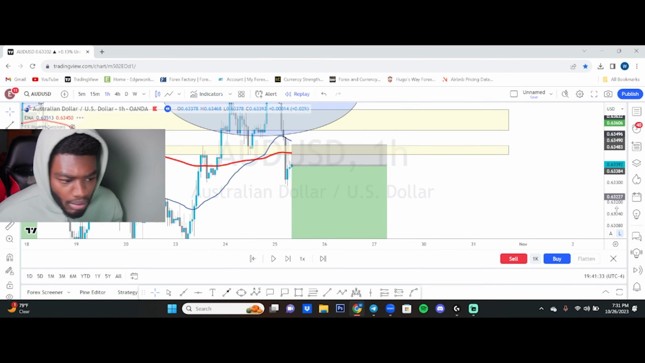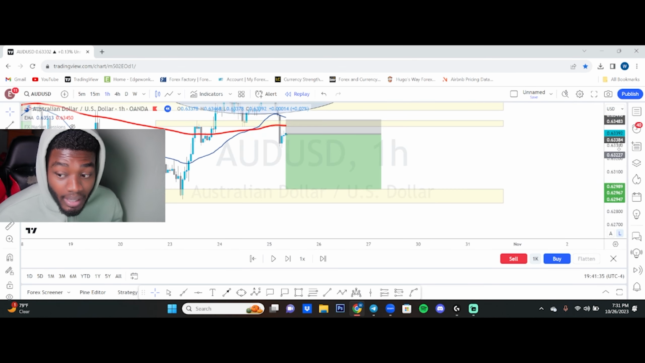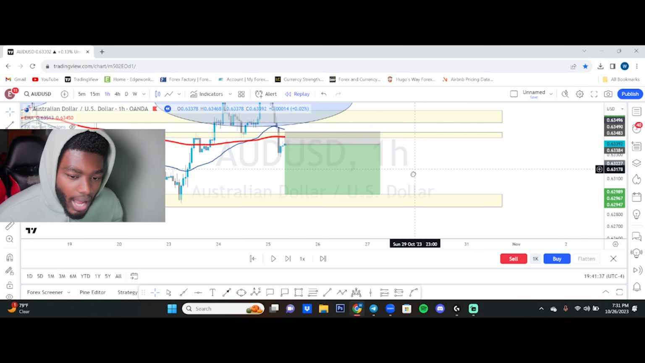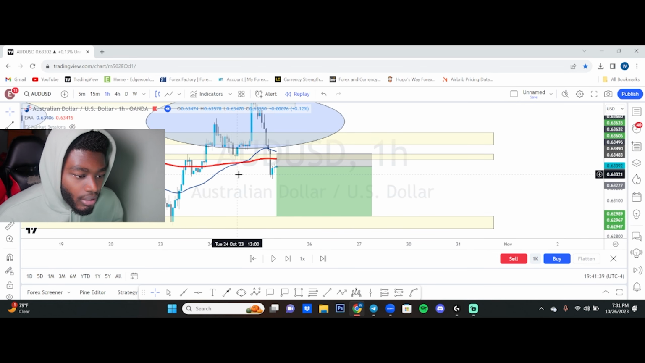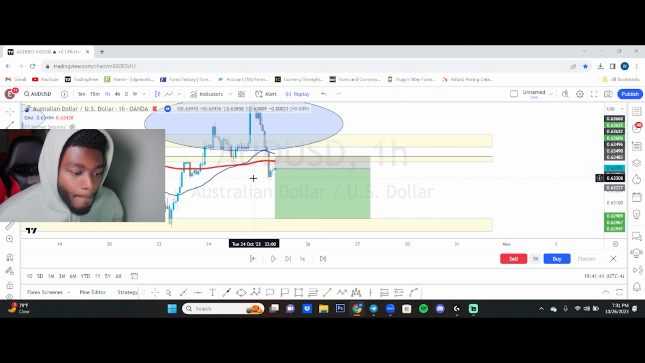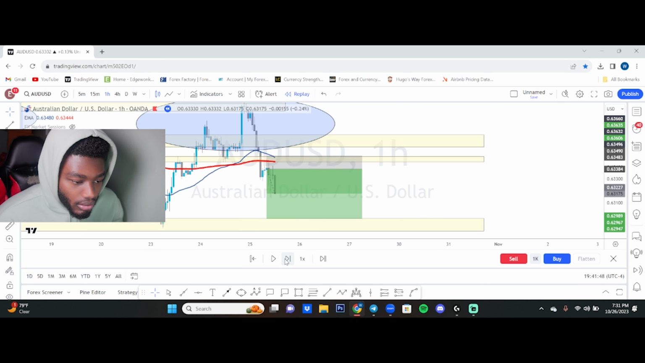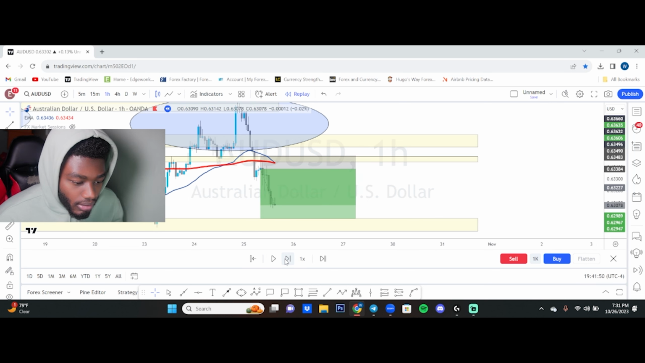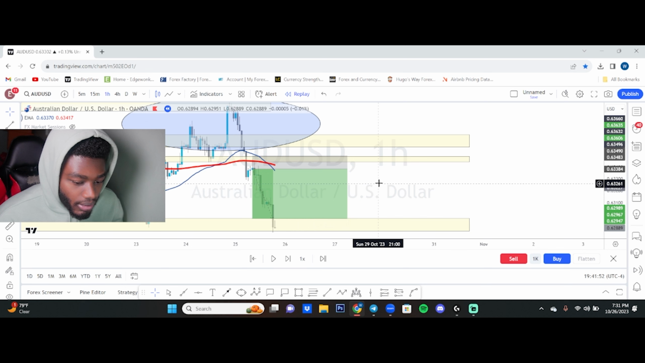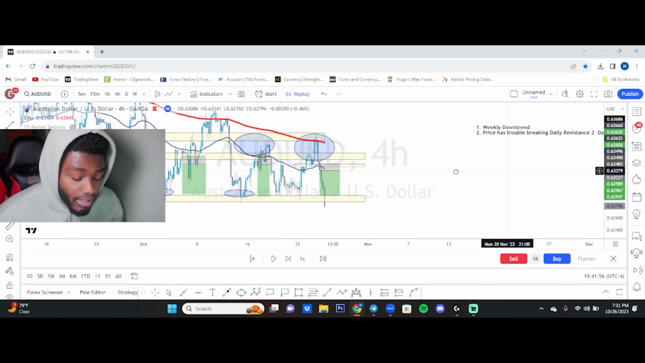So price gave me the wick that I was looking for. And note to self, I could have gotten a better price, granted, if I was on the chart on time, but I will hold myself accountable for that. So see, price replay this. Price lingering around, and then boom, take profit. So we could recap.